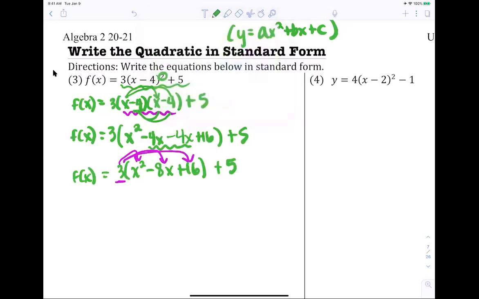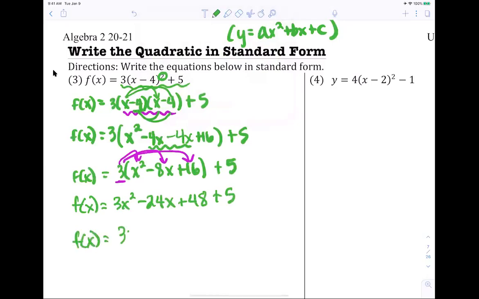So when I distribute the 3 times x is going to end up being a 3x. 3 times -8 is going to end up being a -24x. And last but not least, 3 times 16 is going to end up being a 48, which my very last step, we always want to combine as many like terms as possible.